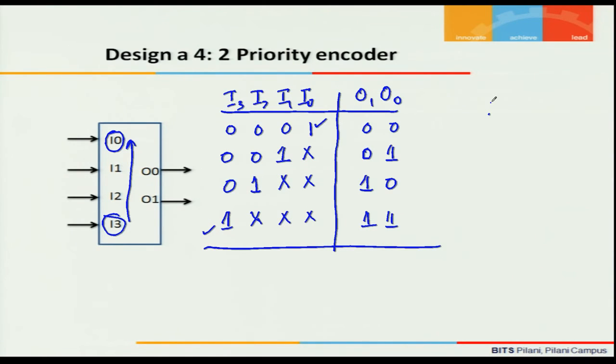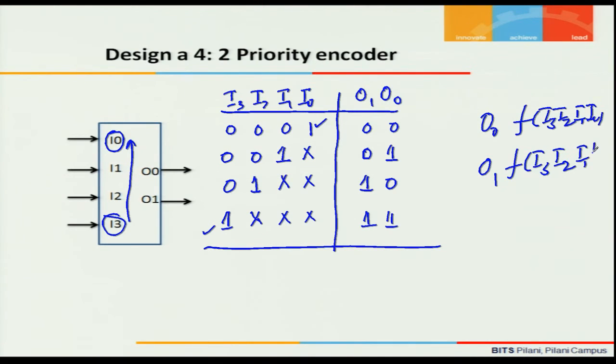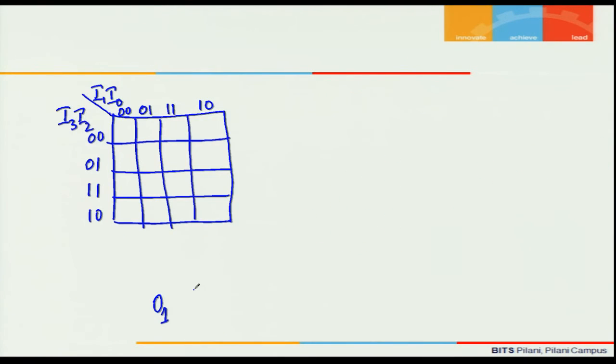To design this circuit, we can plot a K-map for the outputs O0 and O1 as a function of the inputs I3, I2, I1 and I0, and we could implement that function using gates. Then we get a priority encoder design using logic gates. So let us see how we design this 4:2 encoder, which is a priority encoder. As per the previous table, output O1 is going to be a 1 if I2 is 1 irrespective of I1, I0, or if I3 is 1 irrespective of I2, I1, I0.